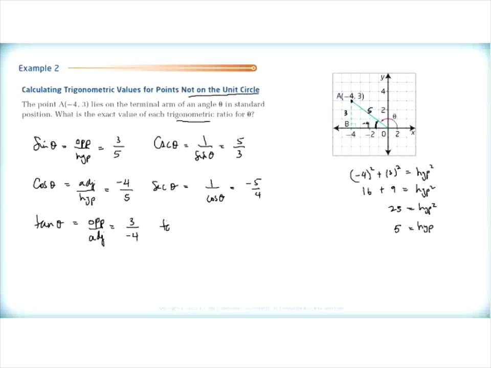And finally, the cotangent of theta, which is the reciprocal of tan, is going to be a -4 over 3. Again, if we look at tan being 3 over -4, -4 over 3 is the reciprocal. So there are the values of all 6 trig ratios: sine, cosine, tan, secant, cosecant, and cotan. But notice again that this point was not on the unit circle, and because it was not on the unit circle, I had to actually find the hypotenuse of that right triangle.